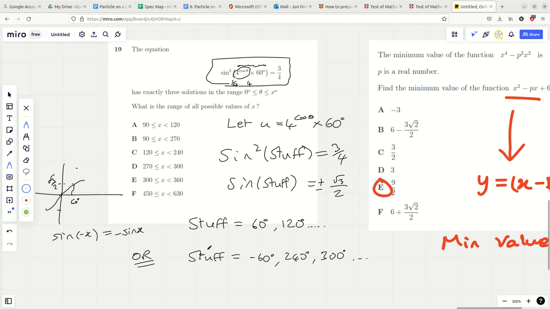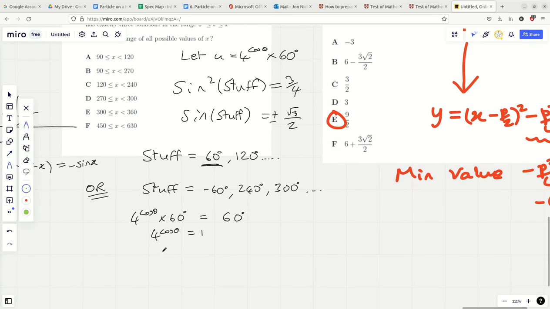Now, we know that the stuff, let's actually introduce it now, is 4 to the cos theta times 60 degrees, and this equals, maybe, 60. Let's just take the 60 value first. What would that give us? That would give us 4 to the cos theta is 1, and so cos theta is 0. Now I can actually find a value of theta. Where is cos 0? It's at 90 degrees. It's also at 270 degrees. I'll just put some dots here, okay, I've dealt with one of them.